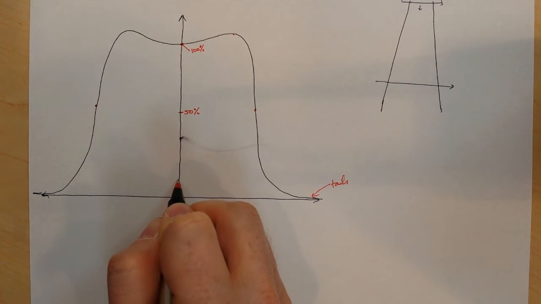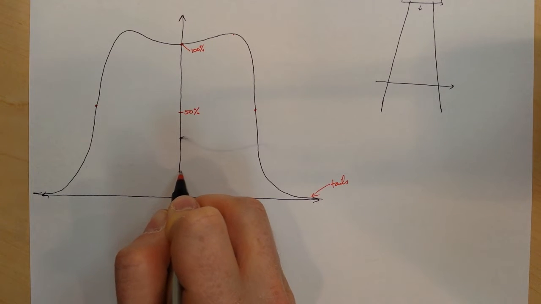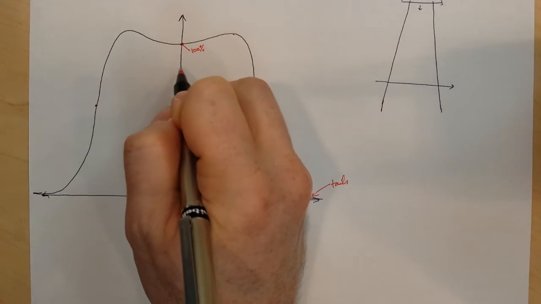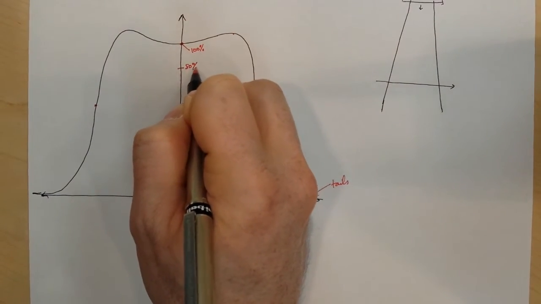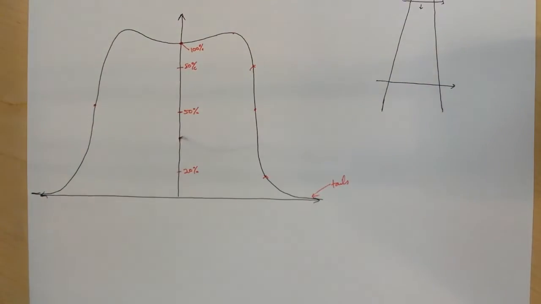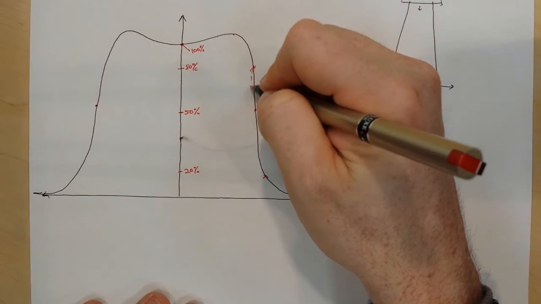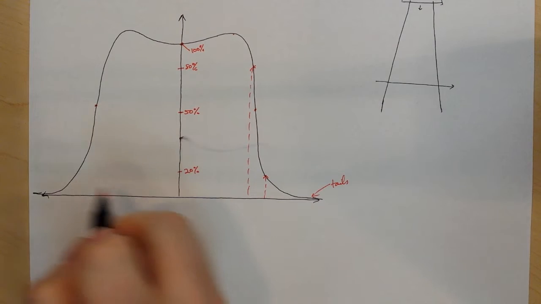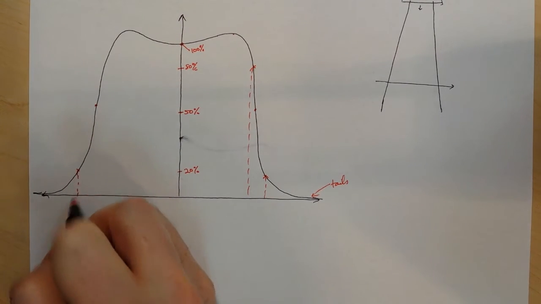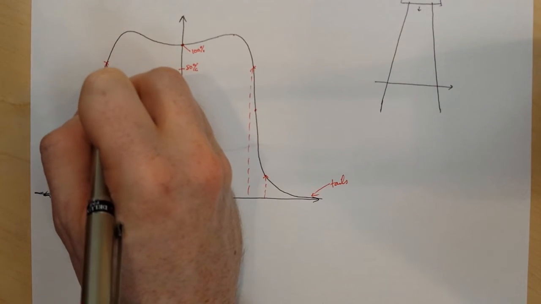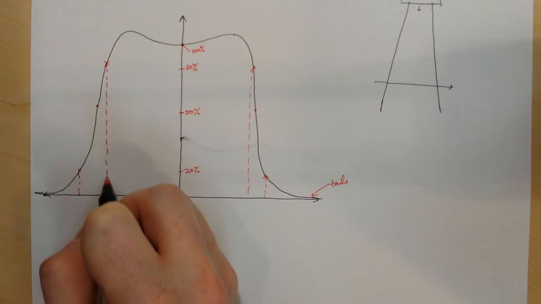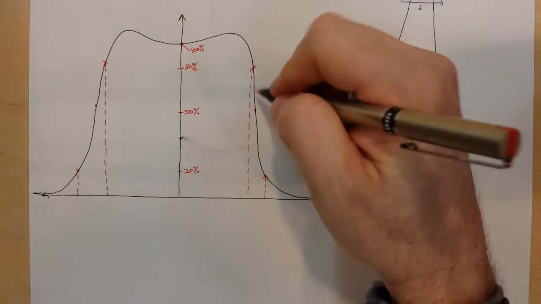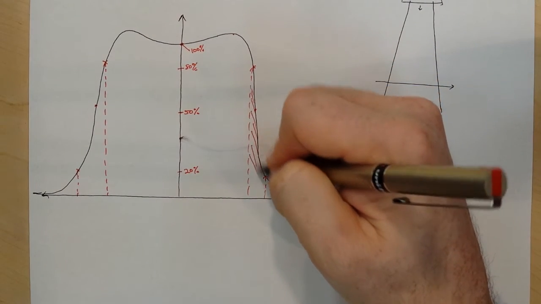I have 20% is another magic number, and 80% is another magic number. Now, the region going from 20 to 80% is called the penumbra. Most manufacturers are going to specify the penumbra as the 20% to 80% line.